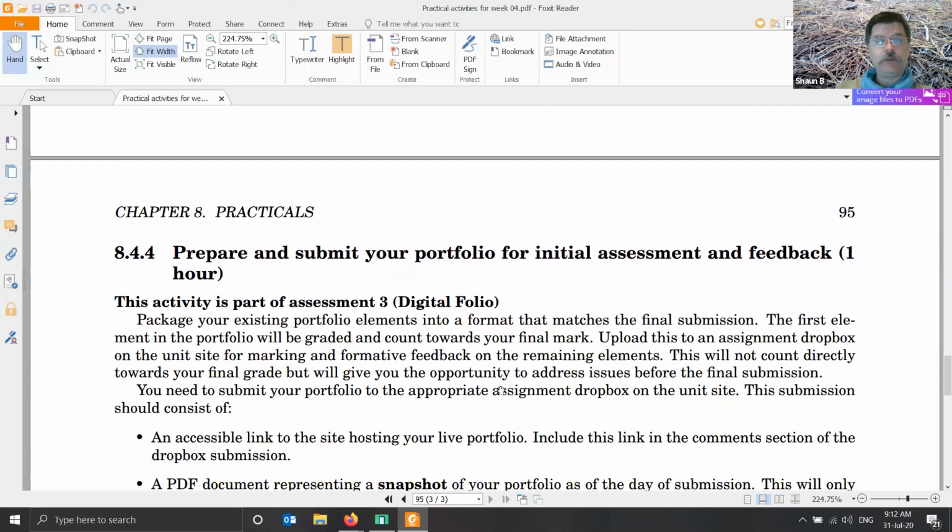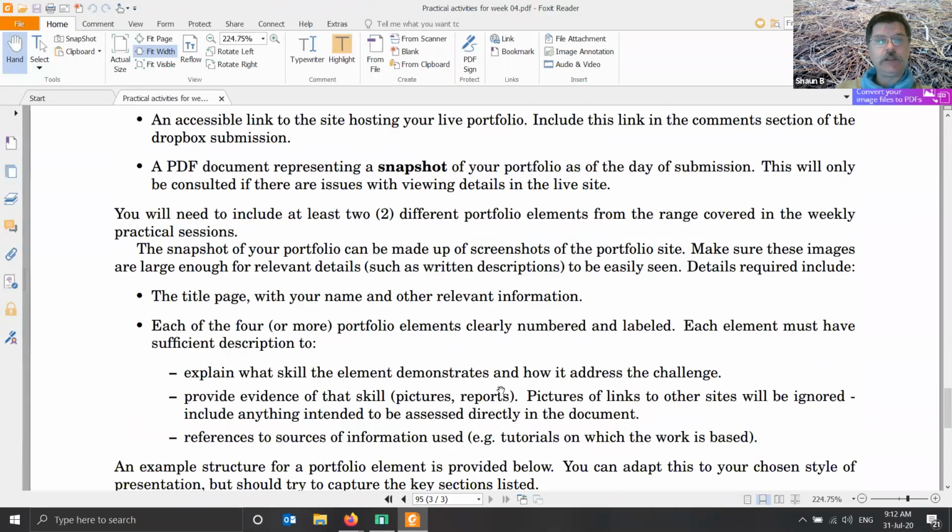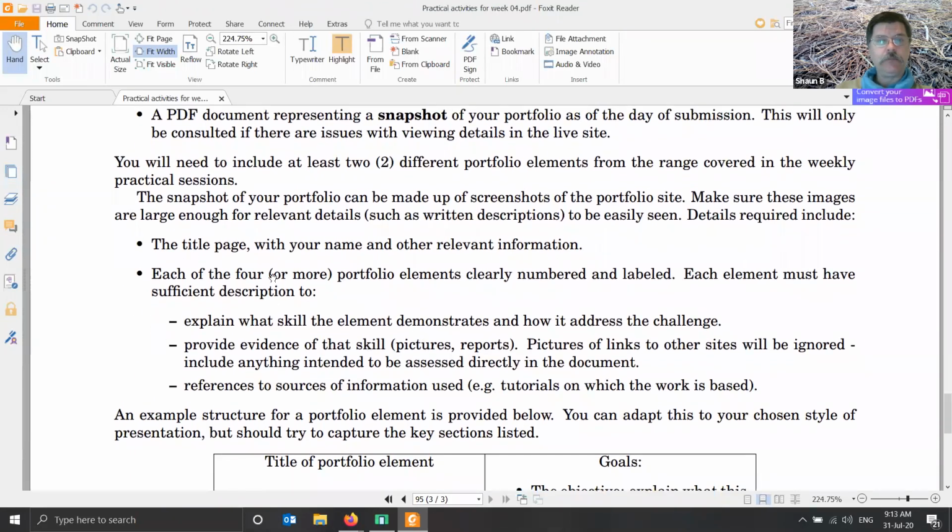And in particular, what we would suggest is that you need to have in your portfolio a number of things: a title page with your name and other relevant information, which is a portfolio after all, and then you're going to be collecting the various elements that you're going to be showing off in your portfolio. You're going to need at least 4 of them by the time you get to the end of this unit, but for this checkpoint, you need to have 1 available for assessment, so 1 completed in sufficient detail.